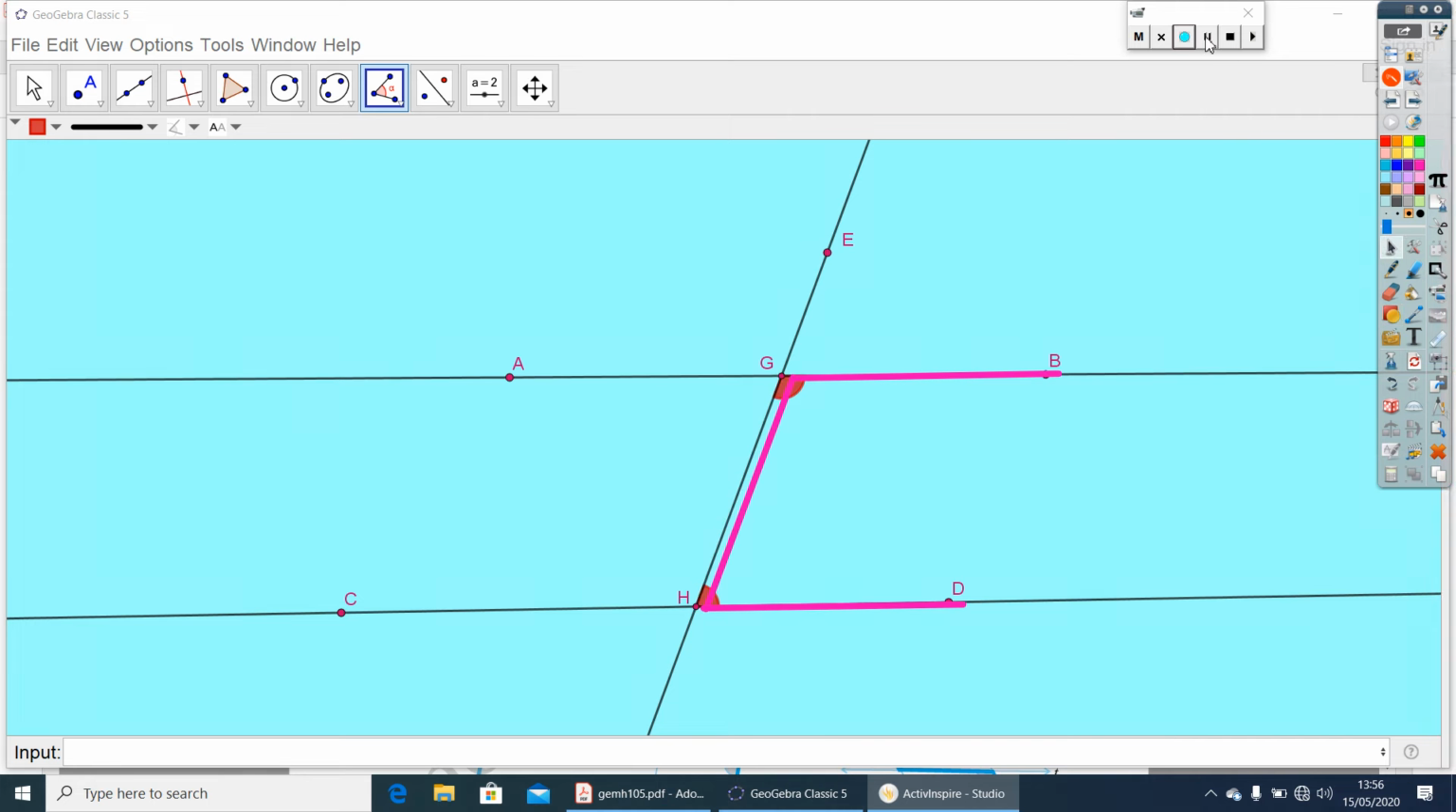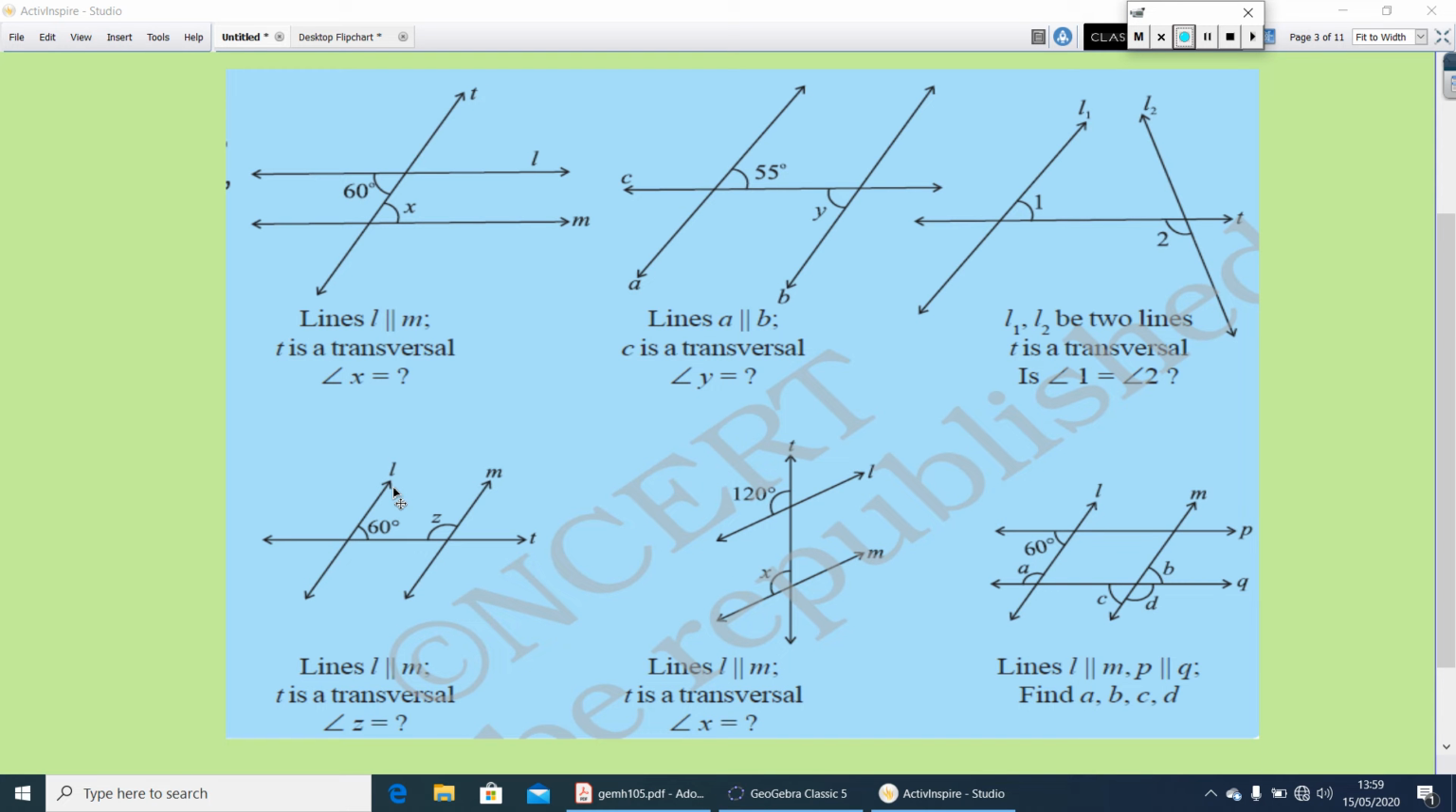Now you have some questions. Here L and M are two lines, and T is a transversal, and these two angles we can call alternate interior angles. Then what is the value of x? You know alternate interior angles are equal when lines are parallel, so you can write x is equal to 60 degree. Reason: alternate interior angles are equal.